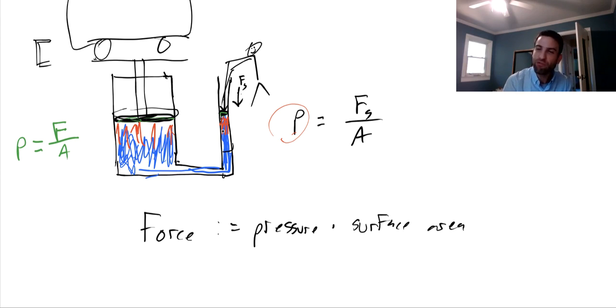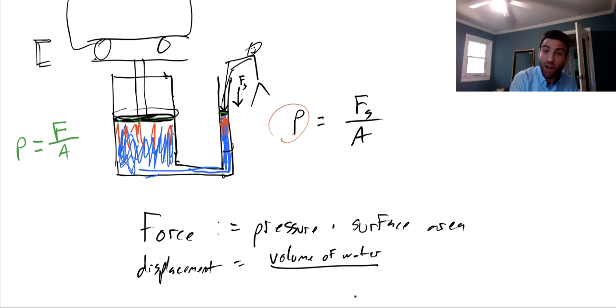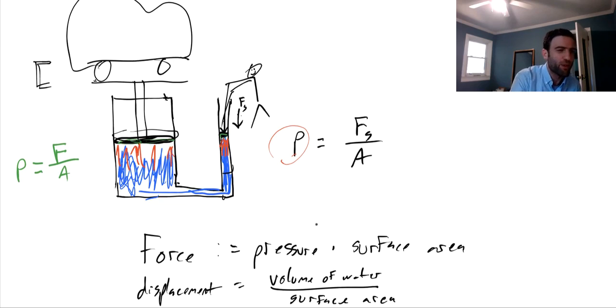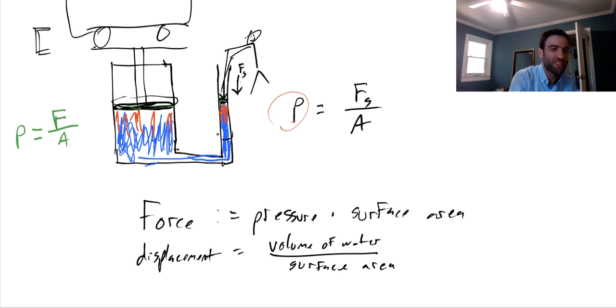Now, how much fluid gets displaced as I move, say, this small piston in this hydraulic setting? Well, the displacement of the water is going to be the volume of the water divided by the surface area of, say, this piston that I'm pushing on. I hope that makes sense, right? If I want to know how much I move an amount of water, that displacement is going to be the volume of water divided by the surface area of the water that I'm moving.